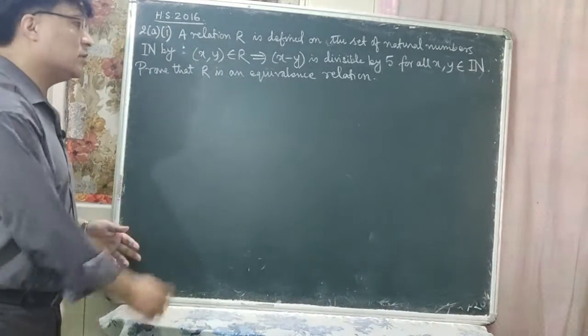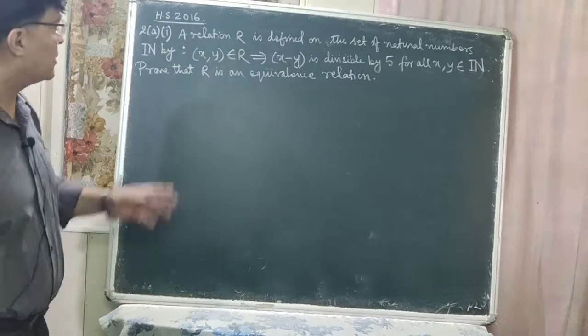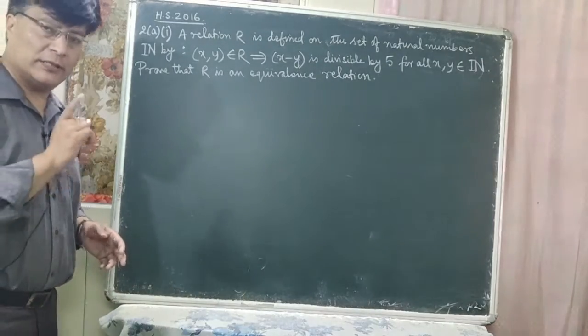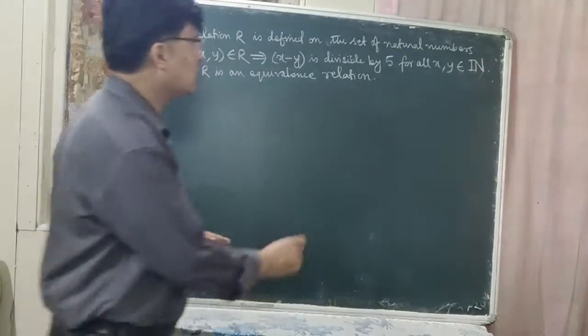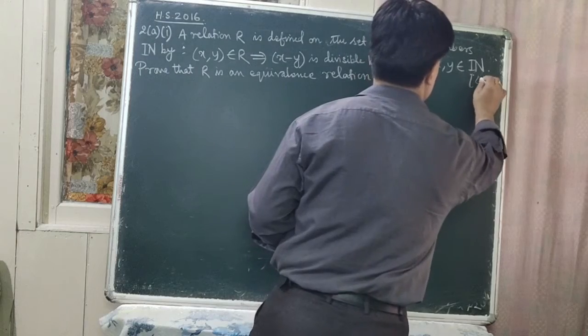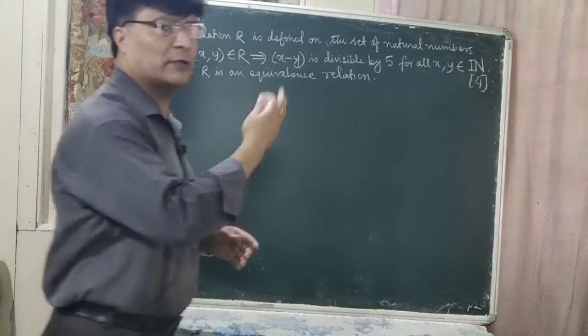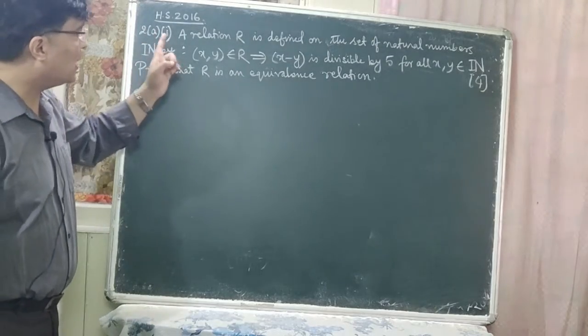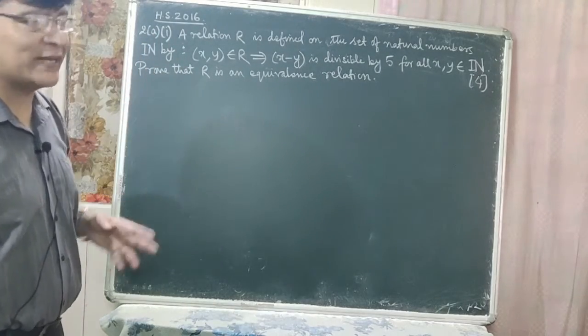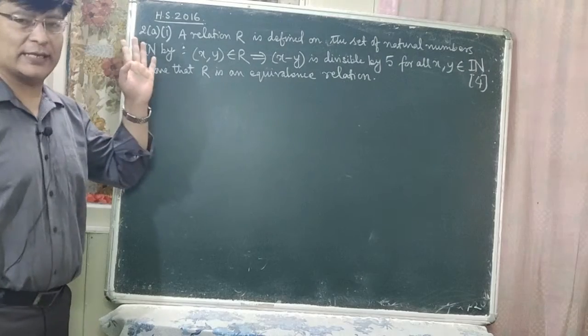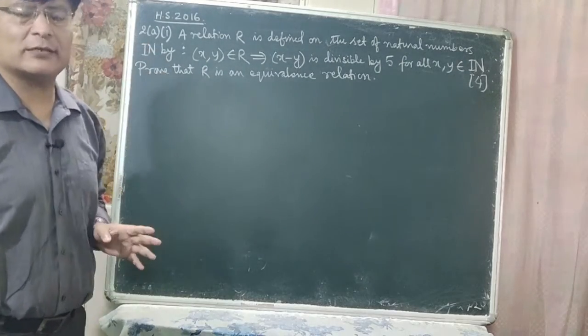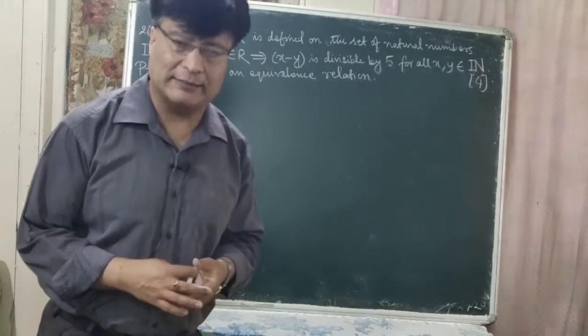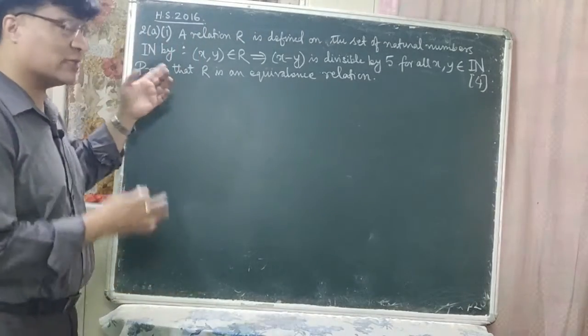So now this question is from the same HS question paper, that is 2016. This is 2A number 1, and this question carries 4 marks. Okay. Now this is from the relation chapter. So 2A number 1 is: a relation R is defined on the set of natural numbers N. Actually, the set of natural numbers is denoted by capital N, but in this question it says N, that is natural numbers.